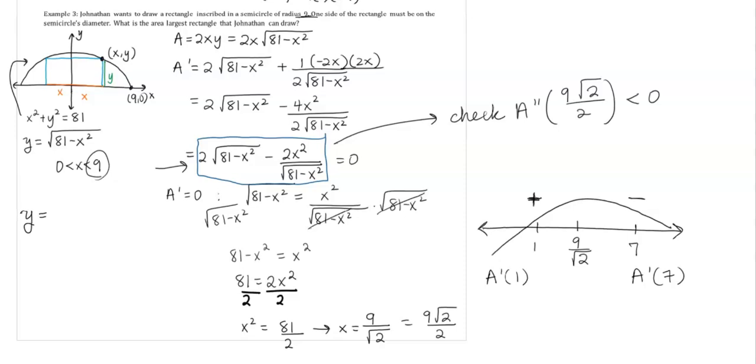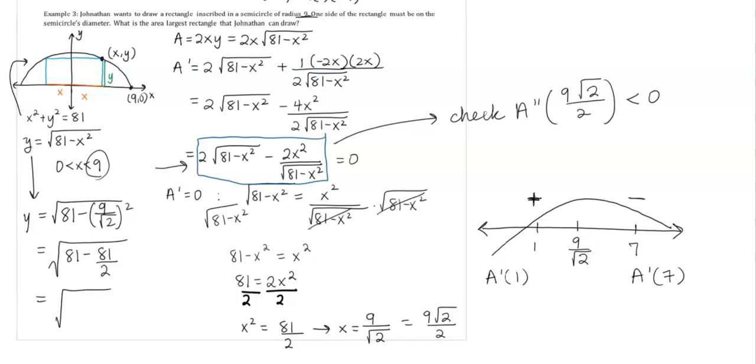Now that we know what x is equal to, we can go on to solve for y to find the largest area. So I'm just using this expression here, and I'm going to plug in what we have for x. It doesn't matter which version of it you plug in. I'll just use this one. So I have 81 minus 81 over 2 under that square root, which does give me the square root of 81 over 2 again, which is again equal to 9 over root 2.